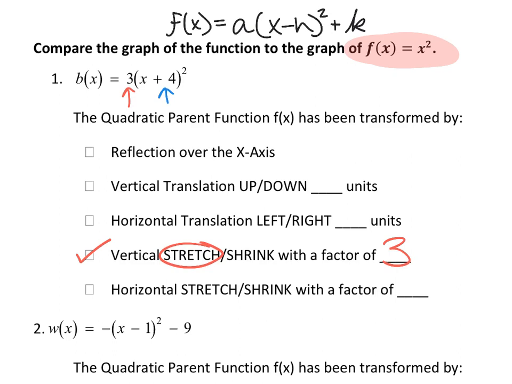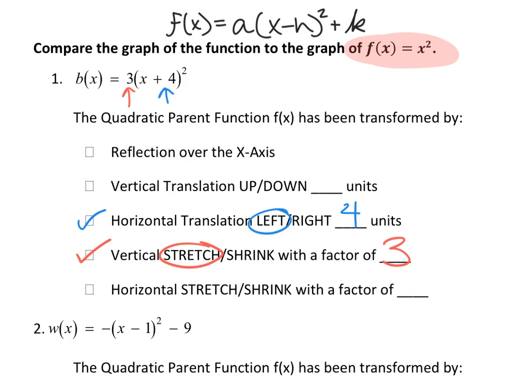Now that 4 that's on the inside, what letter is that? A, H, or K? H. It's in the spot of the H, right? Now the H, based on the front of your notes, is going to tell me what information? Horizontal translation. I see +4, so what direction is this going to go? Left 4. It's going to go left 4 units because I see a plus H in my equation, and I just compared that to the front.